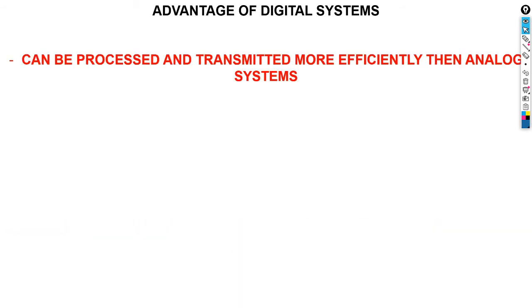You should also know the advantages of a digital system, because we all have digital equipment. Your phone and your laptop are digital systems. So what are the advantages? It can be processed and transferred more efficiently than an analog system. For instance, when you use your phone to transfer your WhatsApp message or your picture, it's easily transferred. You can receive it anytime, anywhere.